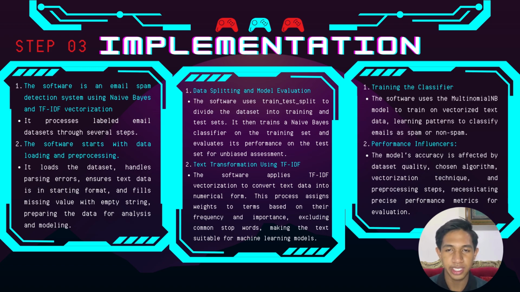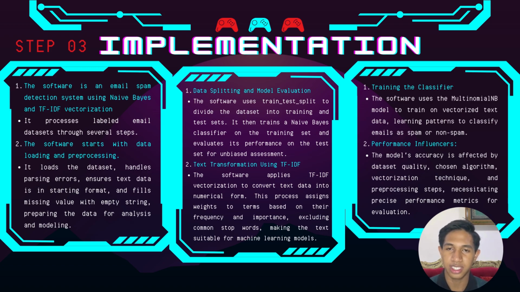Then, data splitting. The dataset is split into the training and test sets using the train_test_split function. The training set is used to train the naive Bayes classifier, while the test set is used to evaluate the performance of the trained model.